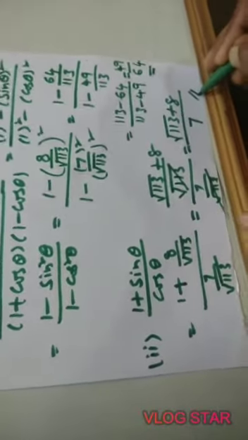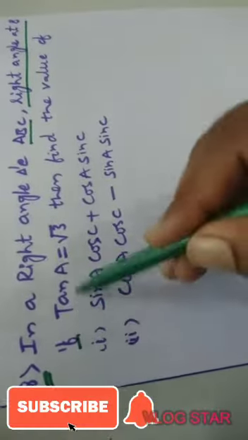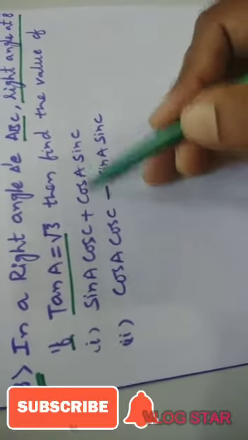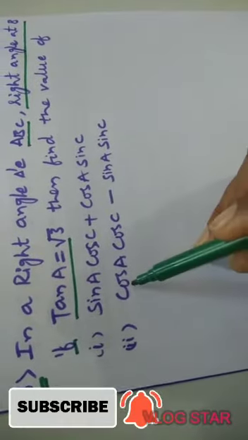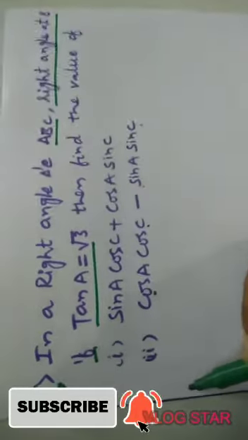Okay, this is about the seventh problem. So the eighth problem is the last problem in this exercise. In a right angle triangle ABC, right angle at B, if tan A is equals to root 3, then find the value of first, sin A cos C plus cos A sin C. Second, cos A cos C minus sin A sin C. Okay, so solution now.